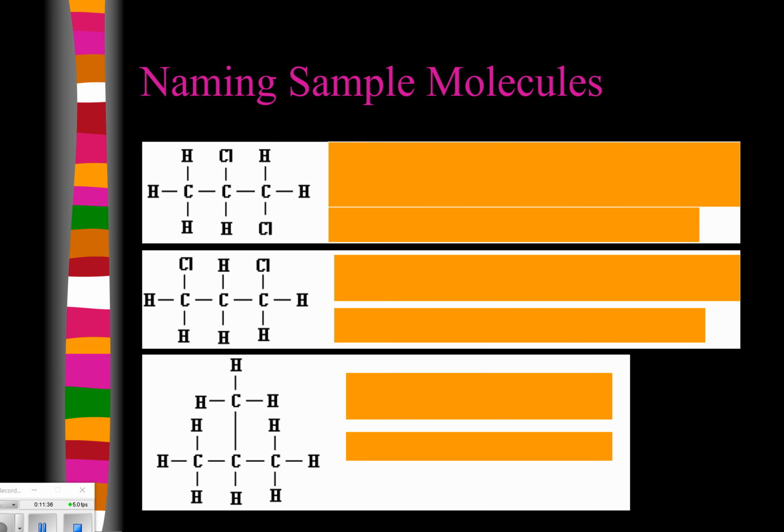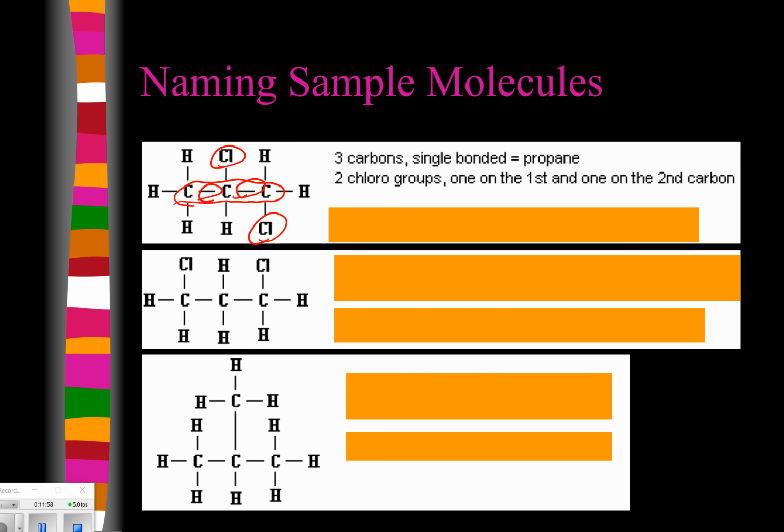A couple more examples. Feel free to pause the video and try these and check your answer. Our longest unbroken chain in the first one is 3 carbons. That is a prop prefix, and they're all single bonded, so that's propane. And we have 2 chlorines attached to this. One is going to be on the first. We'll number it in this direction so as to put the 1 chlorine on the lowest number possible. So this becomes 1,2-dichloropropane.